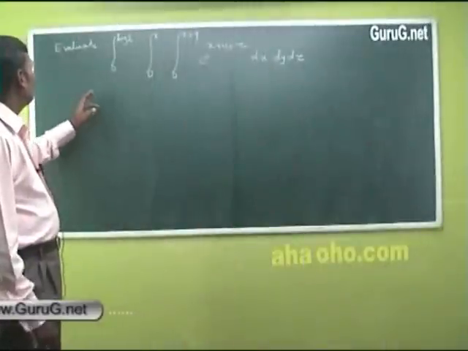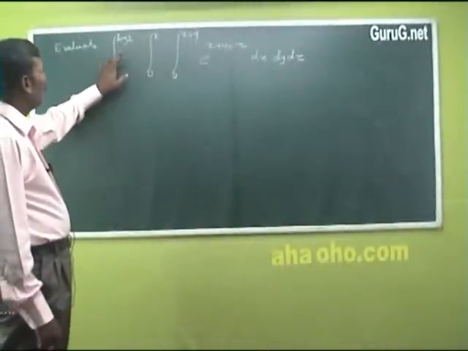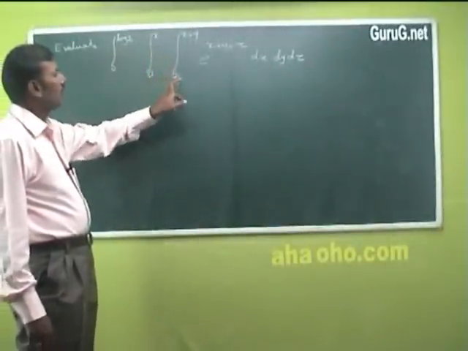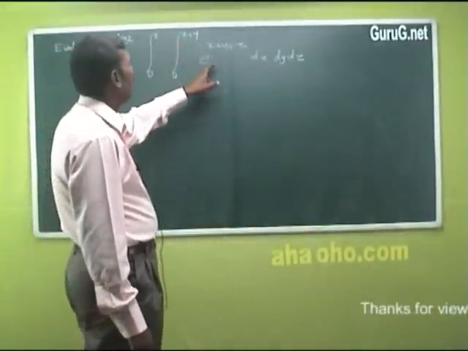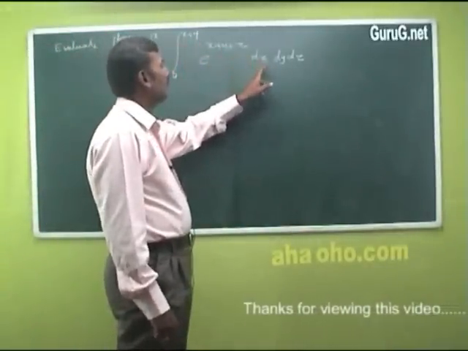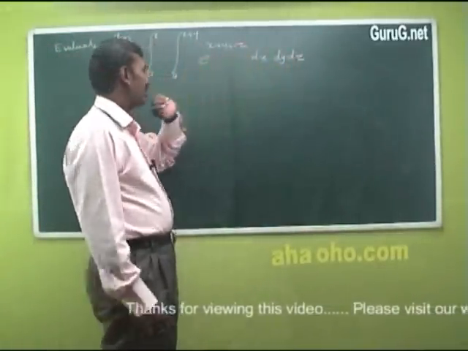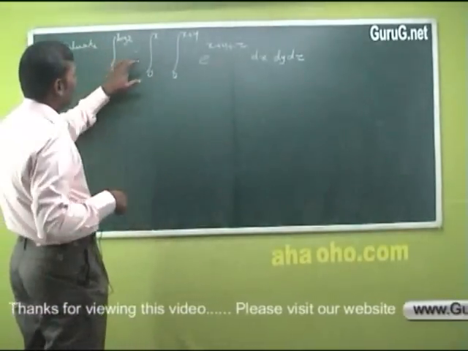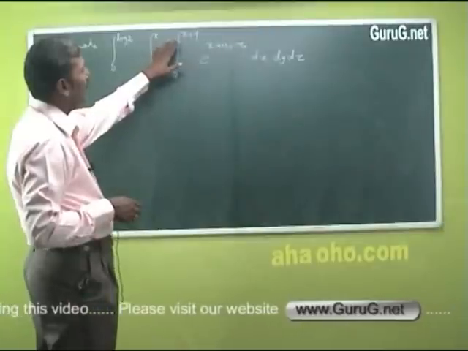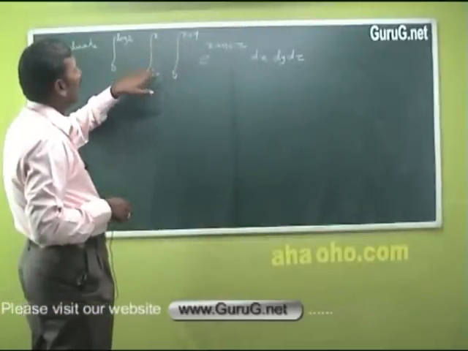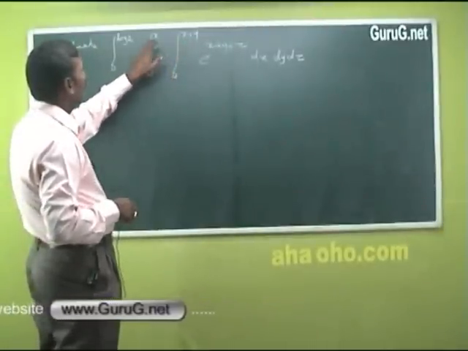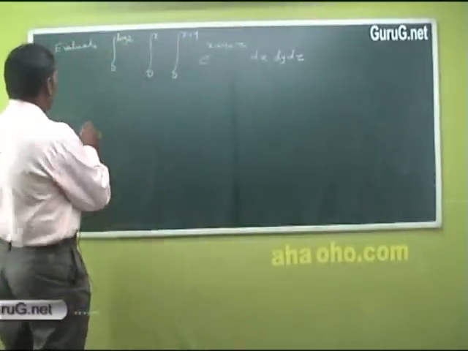Clear? The next problem: evaluate integral 0 to log 2, 0 to x, 0 to x plus y, e power x plus y plus z, dx dy dz. So here the limits are not constant. Here there is a variable limit in x plus y, a variable in x and y, and here a variable in x, and this is a constant now.